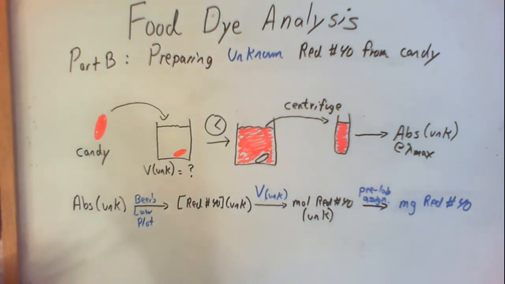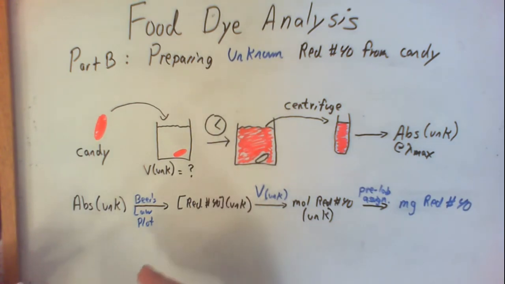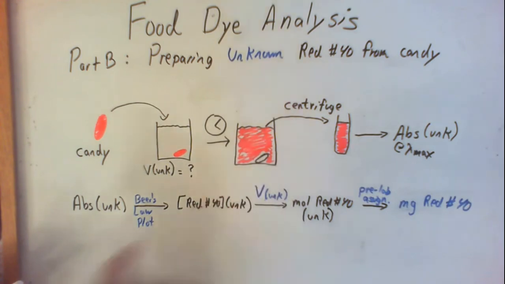Given enough time then, this red 40 is expected to come off of the candy and dissolve into the water, and it certainly will. But in addition to the red 40 food dye, other materials will also come off the candy and ultimately will cloud up our mixture. We don't want to use a cloudy mixture for the spectrophotometer because that will affect our absorbance measurements. That's one of the discussion questions we'll talk about here in a little bit.